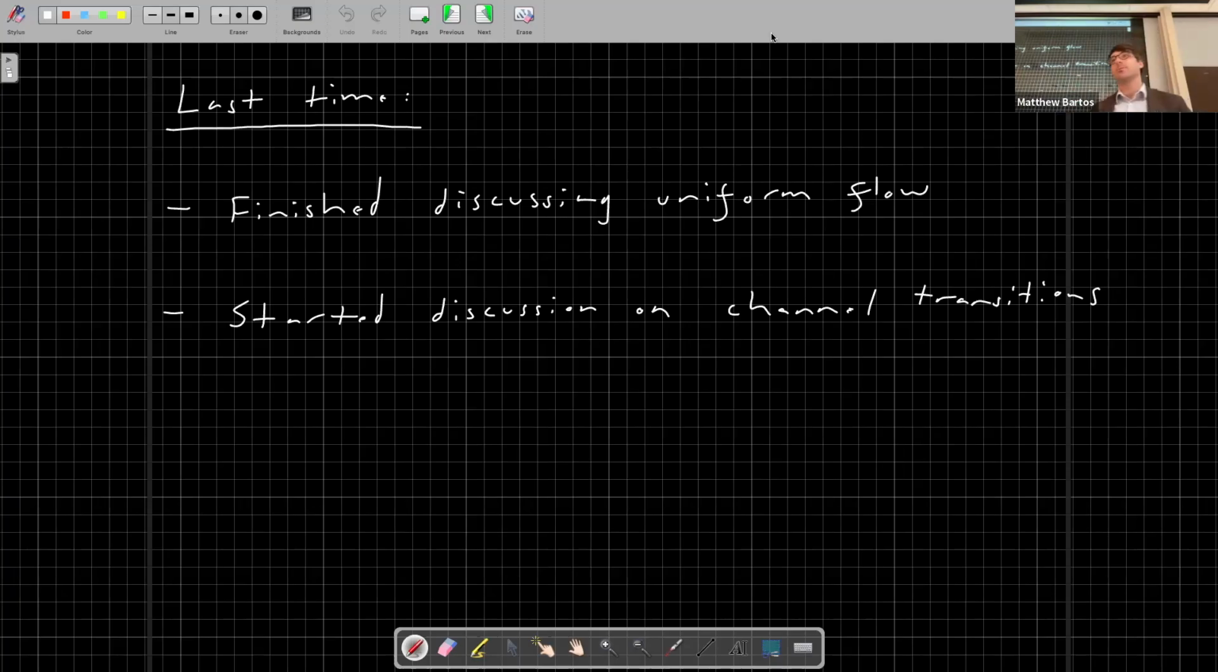So uniform flow applies when we have a constant bottom slope, and when we don't have any changes in the channel geometry. For any other case, we will need a different tool to analyze our system. So we started talking about channel transitions, and I gave you an example.